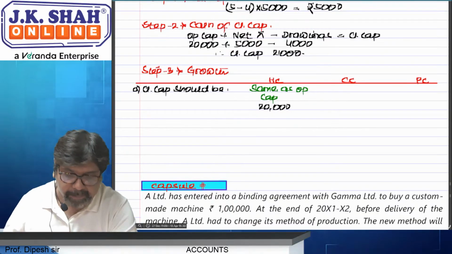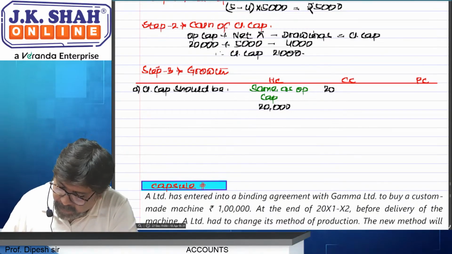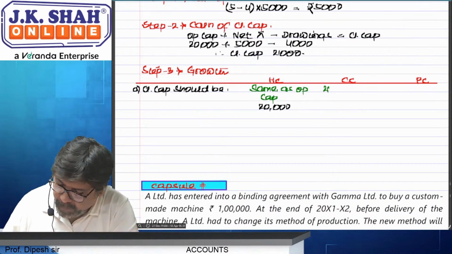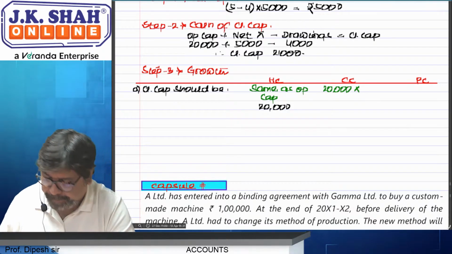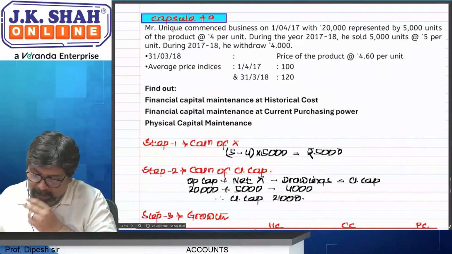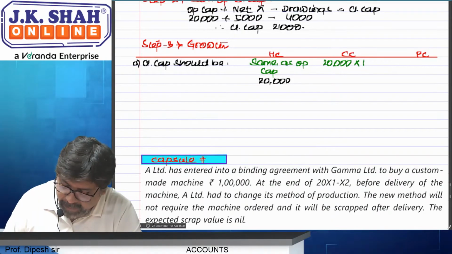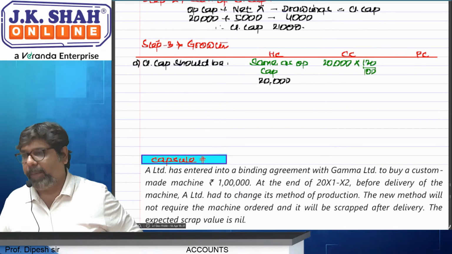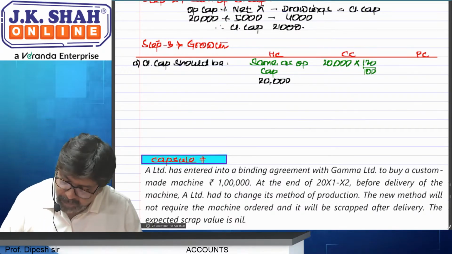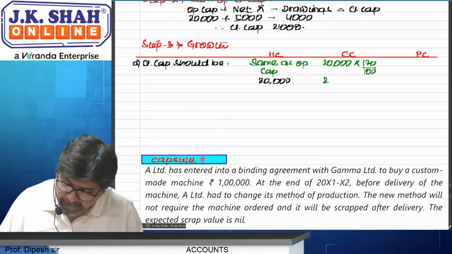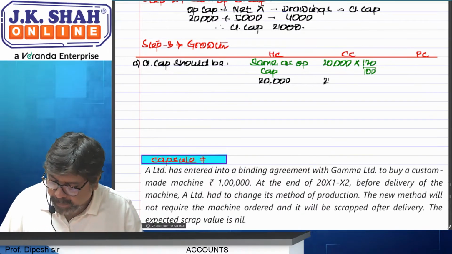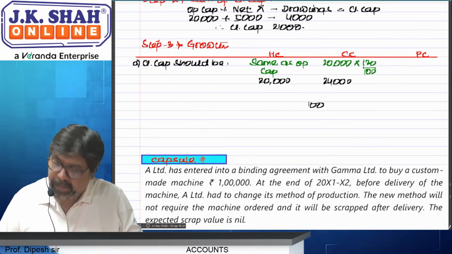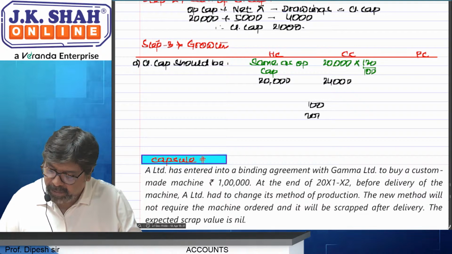Correct. Current cost means 20,000 into 120 divided by 100. Because of inflation, the thing that was 100 rupees has become 120. So inflation is 20%. Therefore your capital should also increase by 20%, and so your capital should be 24,000. Yes or no? When 100 rupees was the CPI, your capital was 20,000.